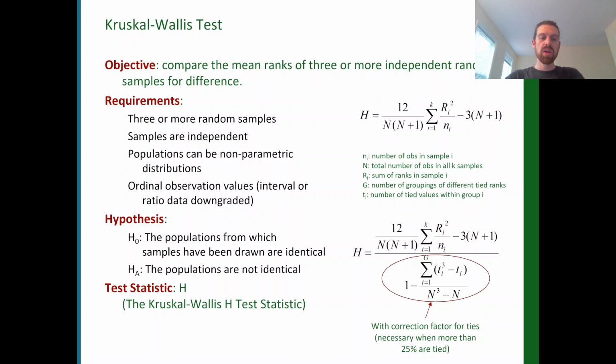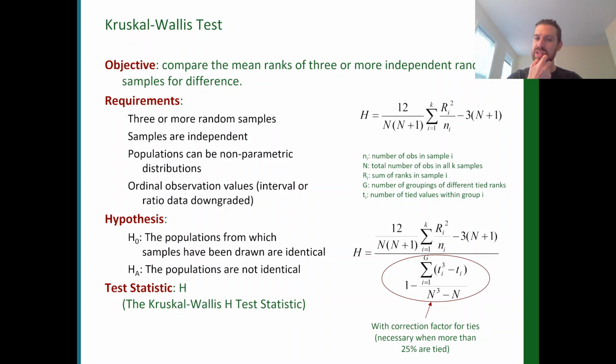Okay. So the H statistic here is what we'll be using. It's based on the chi-squared distribution, as I covered previously, and it's basically called the Kruskal-Wallis H statistic. So how do we get H? We need the number of observations in the sample, Ni. We need the total number of observations across all of our samples, N. We need the Ri, which is the sum of the ranks in sample i. We need G, which is the number of groupings of different tied ranks, and we need Ti, which is the number of tie values within any group.